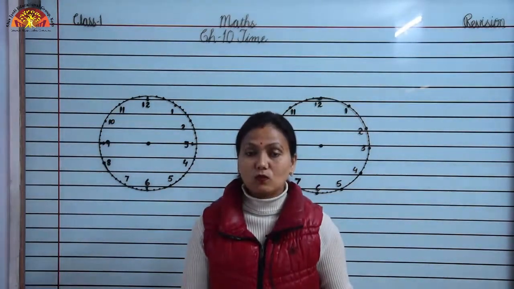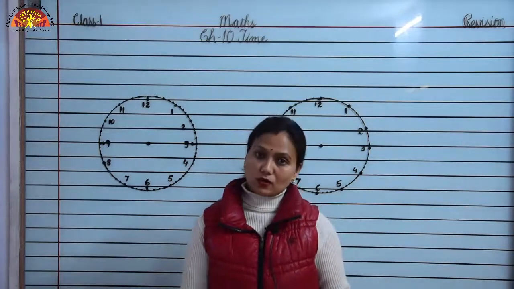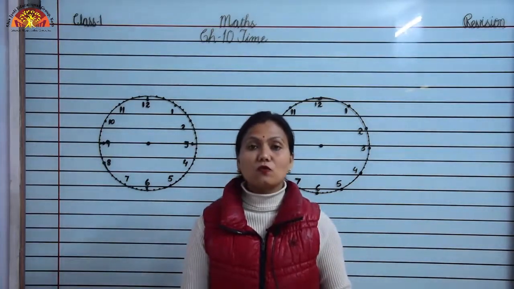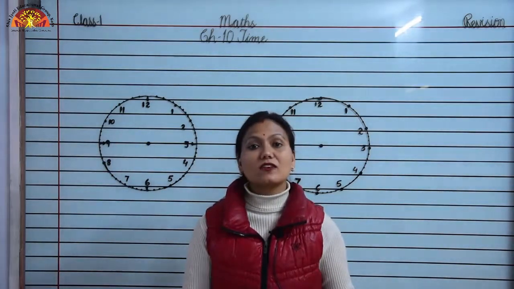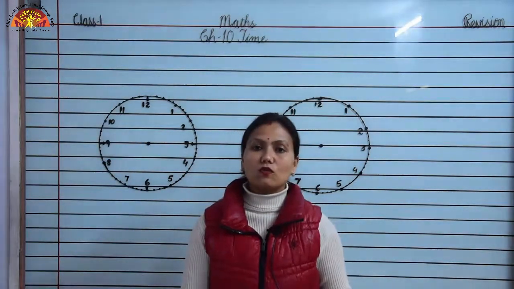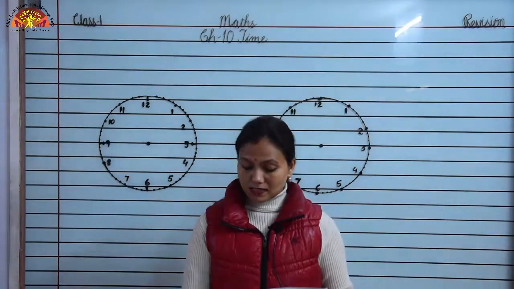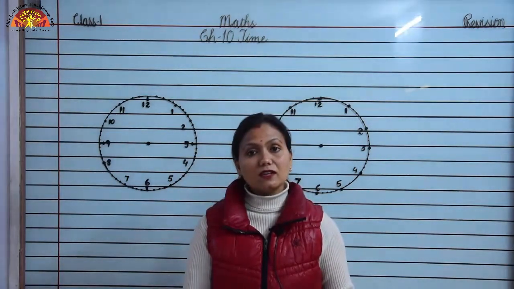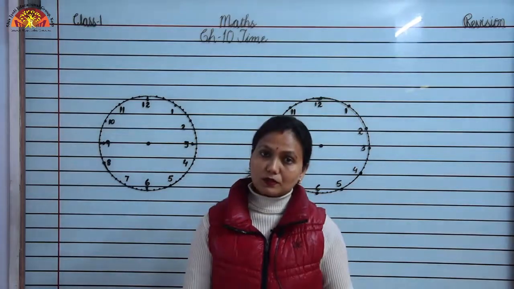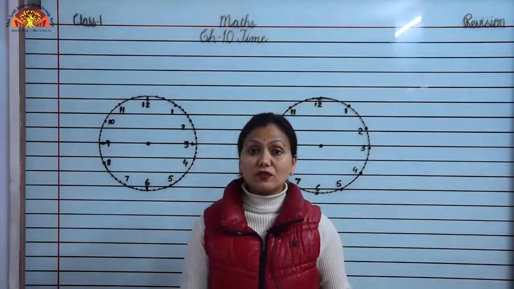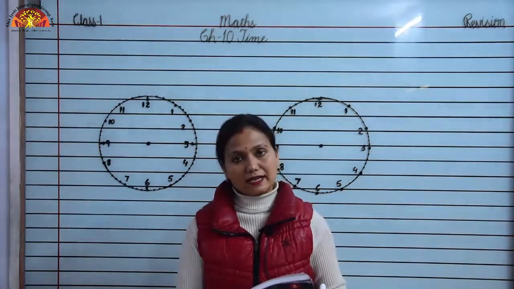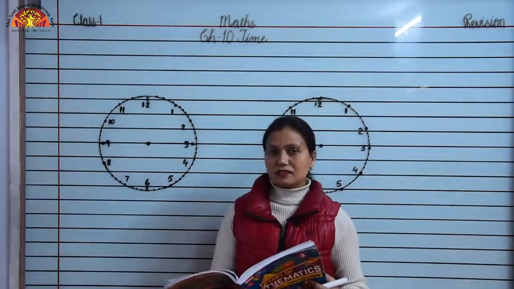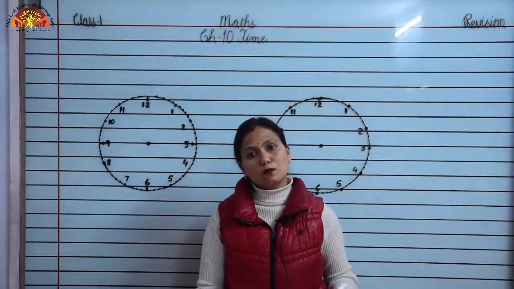The time when sun rises is morning time. The time when sun sets is evening. Noon is the time when the sun is directly over our head. The time between noon and evening is called afternoon, and the time between evening and morning is called night. Now, we will see some examples on board.